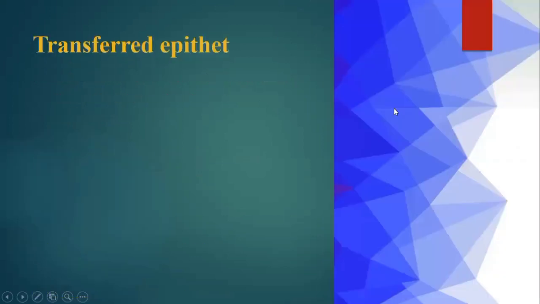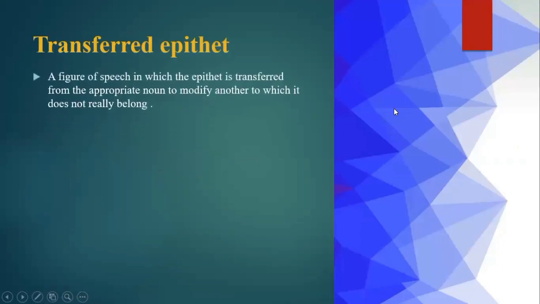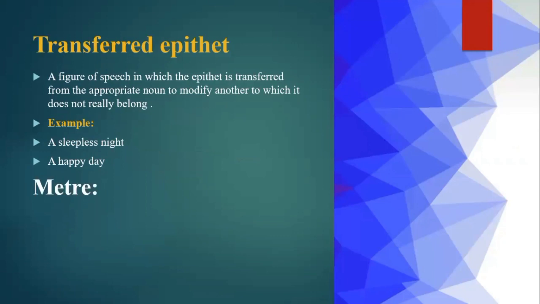The next one is transferred epithet. It is a figure of speech in which the epithet is transferred from the appropriate noun to modify another to which it does not really belong. For example, a sleepless night, a happy day. These are transferred epithet. The next term is meter.